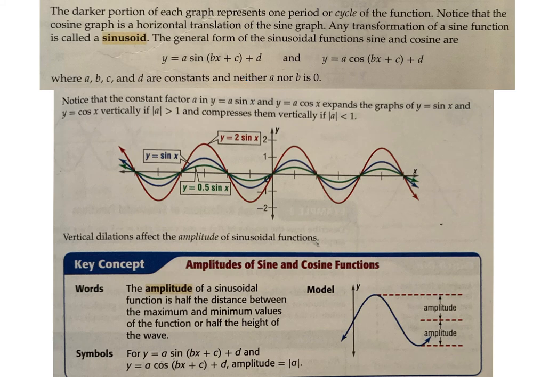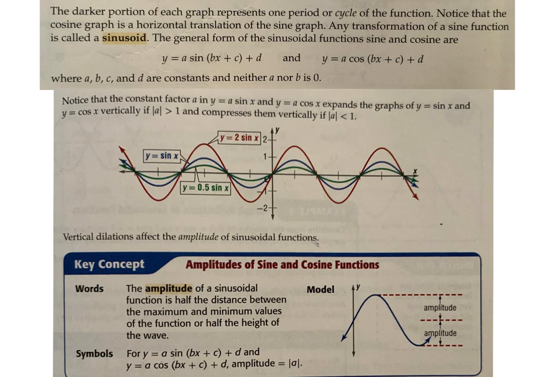Think about when we shifted our parabolas. Inside the function shifts it left and right. Outside the function shifts it up and down. Multiplying it by a number stretches or squishes the function. That's the same thing that happens to a cosine or sine. So the first thing we're going to talk about is amplitude.